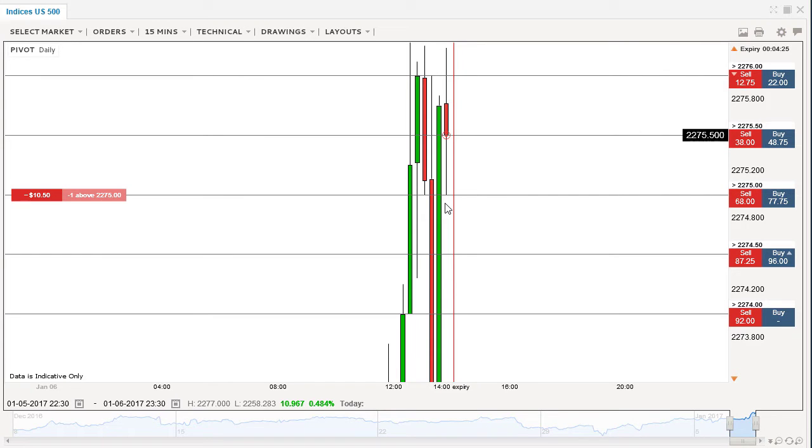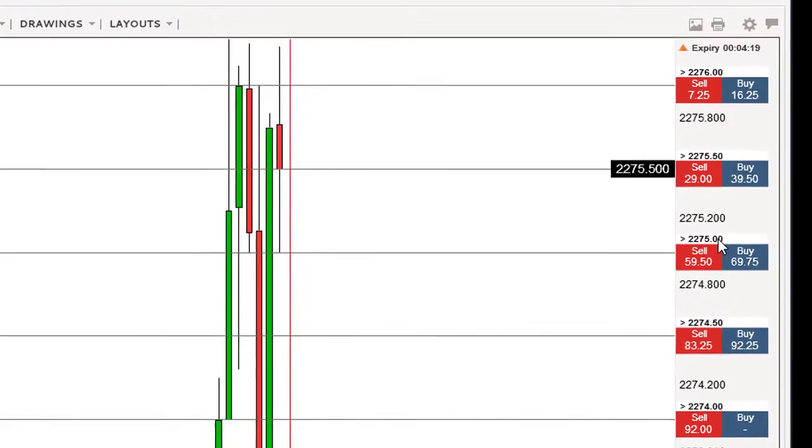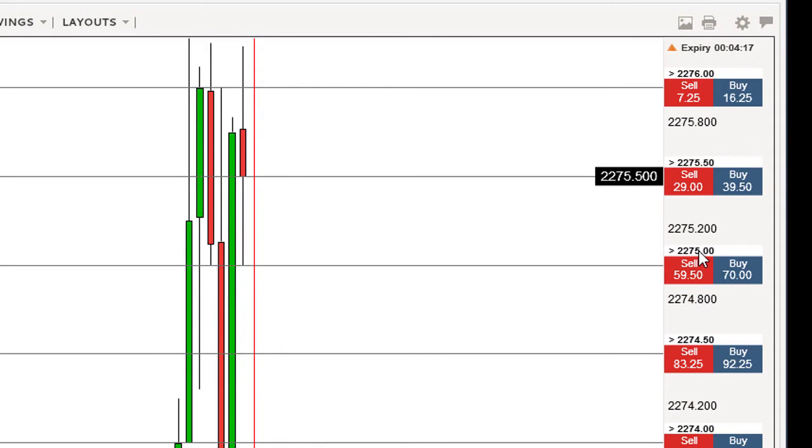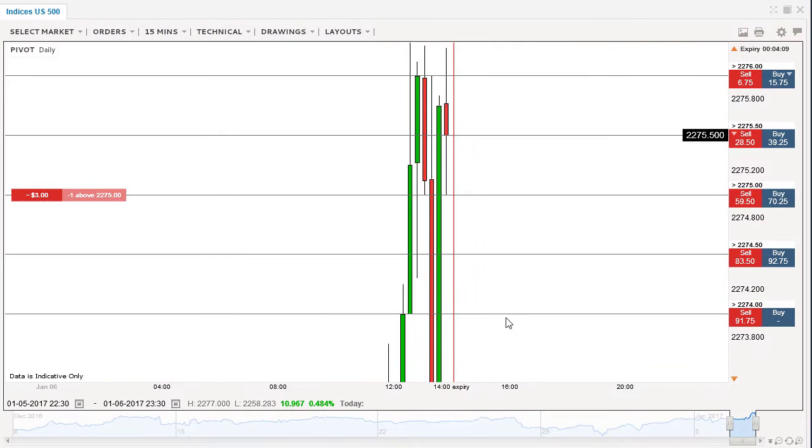I believe it will come down below 22.75. That's basically not even a full point. It's half a point actually. So let's wait and see what it does.